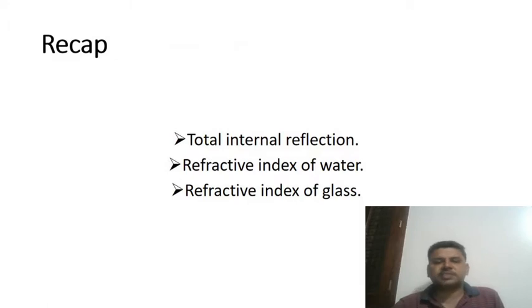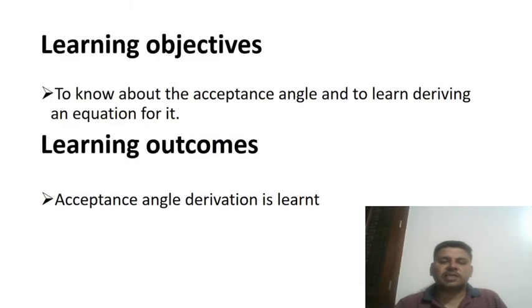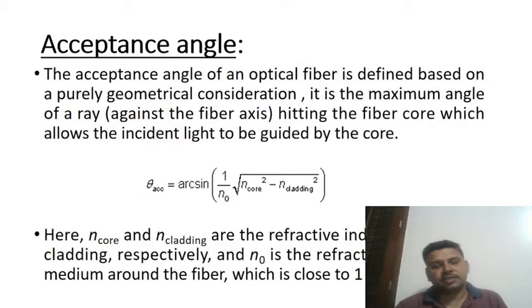Knowing all these things, today we discuss the learning objectives: to know about the acceptance angle and to learn the derivation of an equation for it. Acceptance angle is a kind of half angle of acceptance. If the propagation of light signals within this angle takes total internal reflection, which leads the propagation mechanism, we call it the acceptance angle.